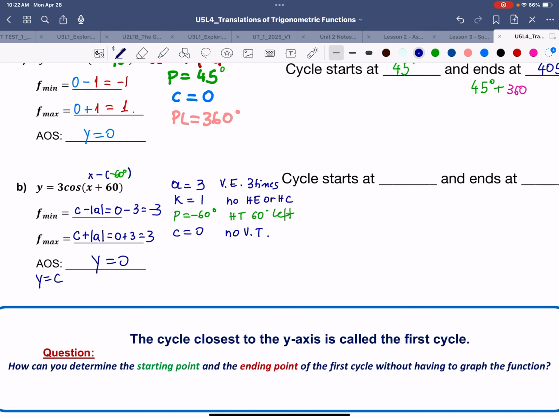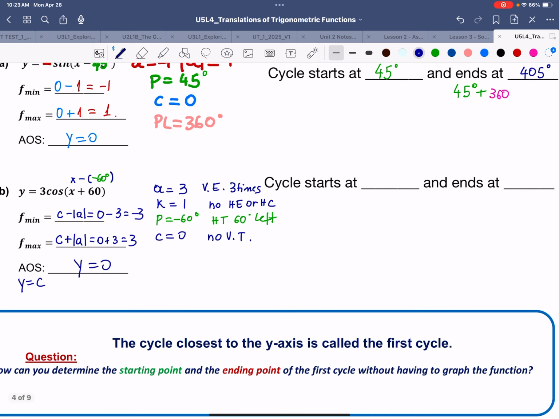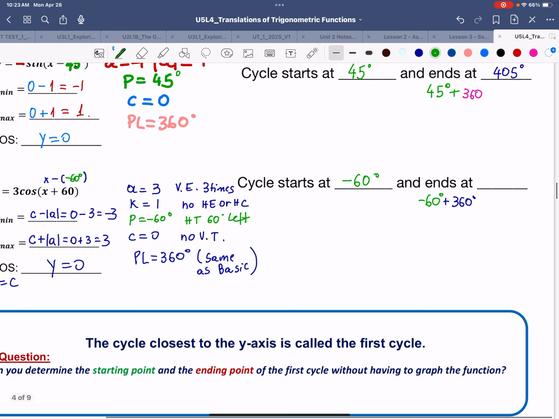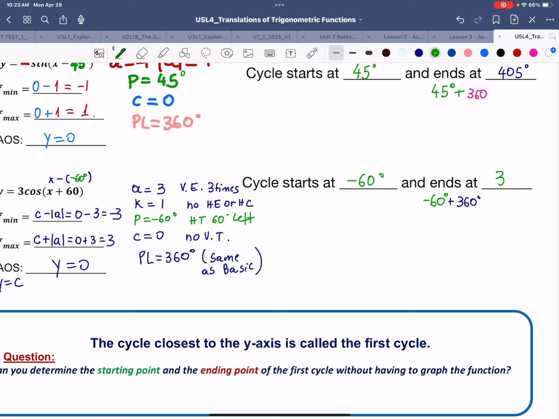So the cycle in this case will have to start at negative 60 degrees, with a period length of 360 degrees, same as the basic sine, cosine x. We will have this end at negative 60 plus 360. So the first cycle of the graph will end at 300 degrees. We make this a little bit bolder, 300 degrees.